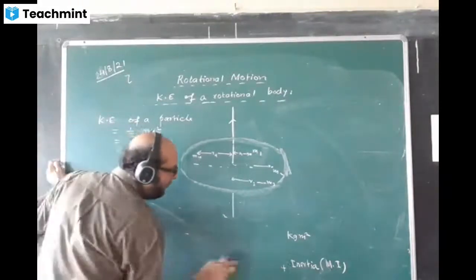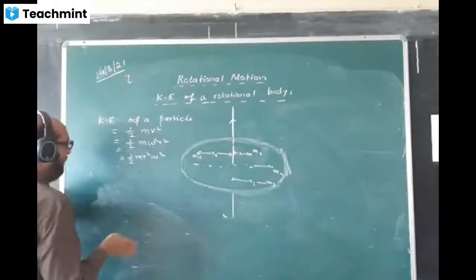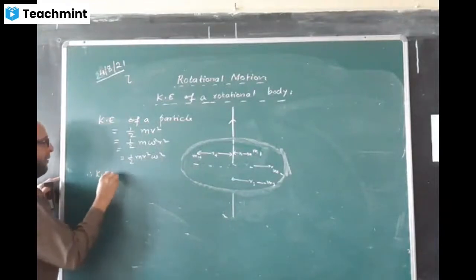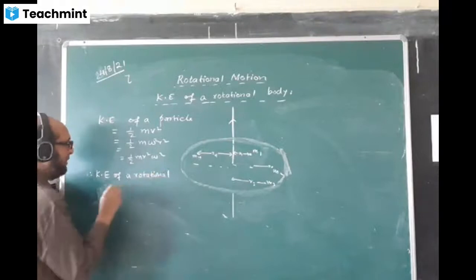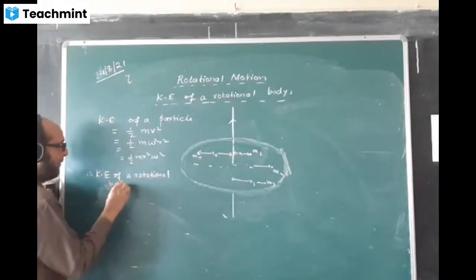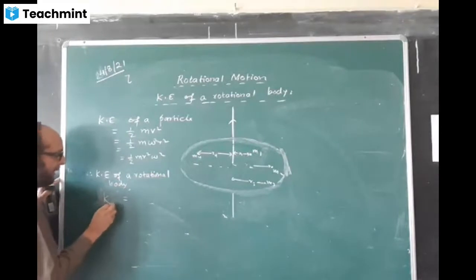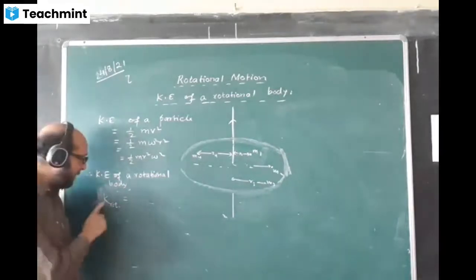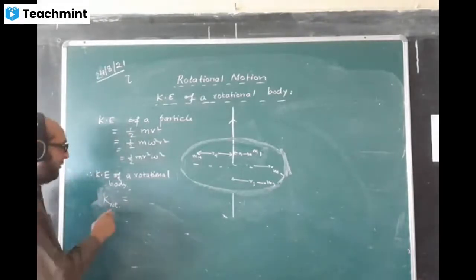Now, write down below, for the entire rotational body, that we write as K. Here we can write K rot. Rot means kinetic energy of rotation.